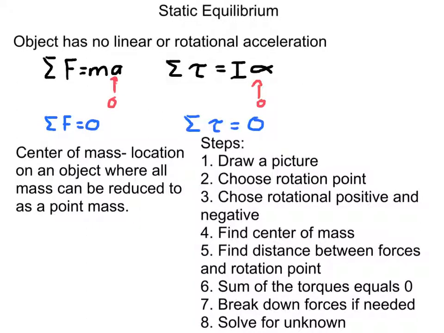Next thing we are going to talk about is static equilibrium. Specifically here, we're going to deal with rotational equilibrium. Static equilibrium means the object has no linear or rotational acceleration, meaning F equals ma and the acceleration is 0. So it's not going left and right, up and down, anything like that. And it has no rotational acceleration.